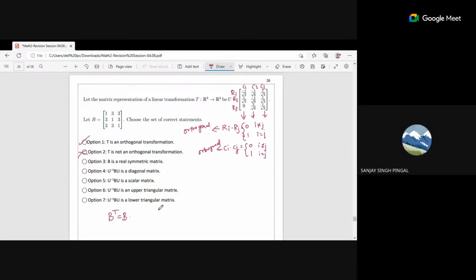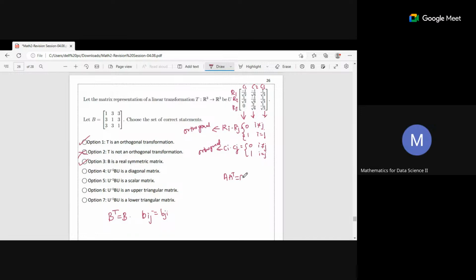B transpose equals B. So it means what? Bij should be equal to Bji. So you see, this is a symmetric matrix, right? Correct. Okay. Now, for an orthogonal matrix, what is the property we have?